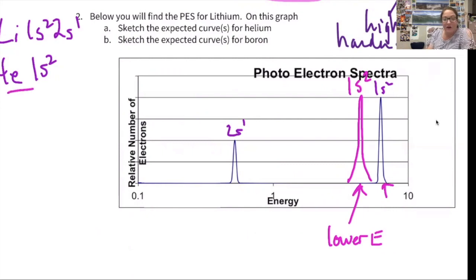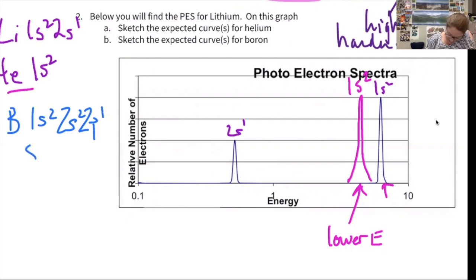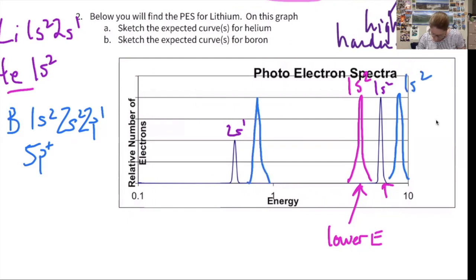Now, if I were going to add in a graph for boron, boron is 1s2, 2s2, 2p1. And boron has, let's see, 5 protons. So since boron's going to pull on its electrons more forcefully due to having more protons, I'm going to show its curve at a higher energy. There's boron's 1s2, 2s2, then 2p1.